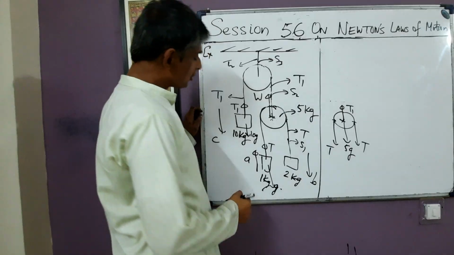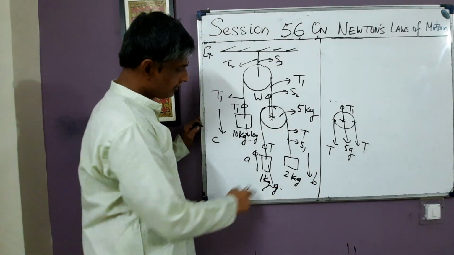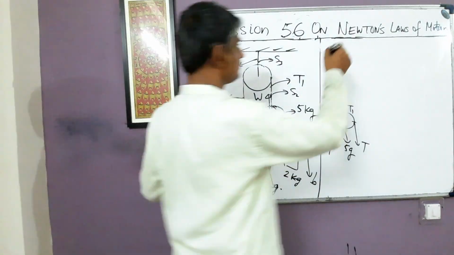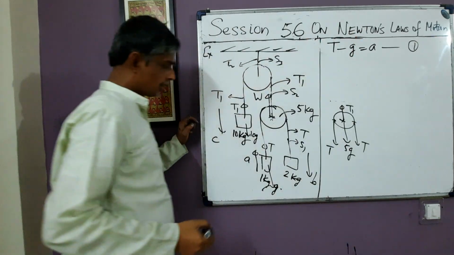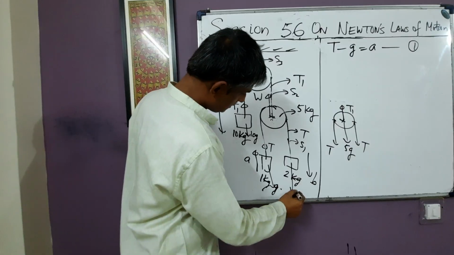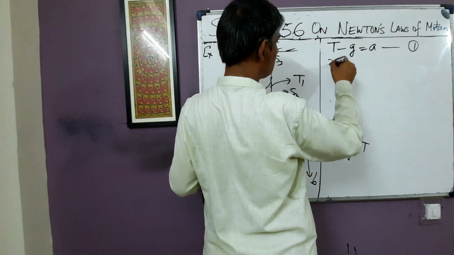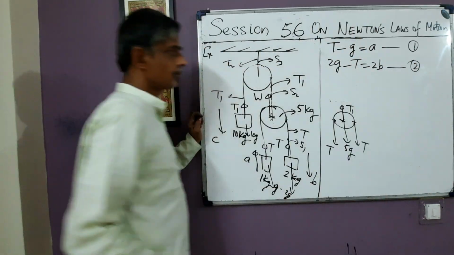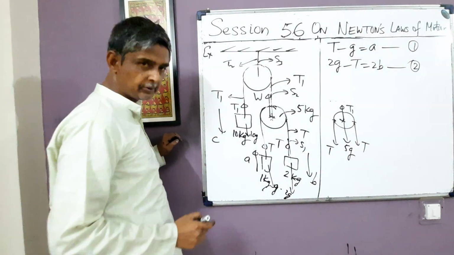Now write down the Newton's law equation for each body with respect to ground along directions of the respective accelerations. First I write for 1 kg block, T up, G down. So T minus G equal to 1A. T minus G equal to A. First equation. Now write down the Newton's law equation for 2 kg block with respect to ground. 2G down and T up. So 2G minus T equal to 2B. Second equation.